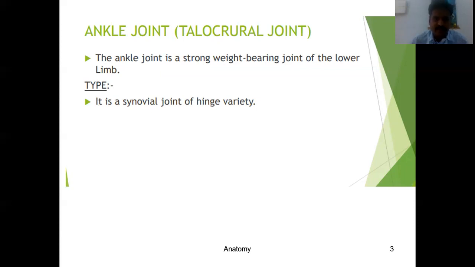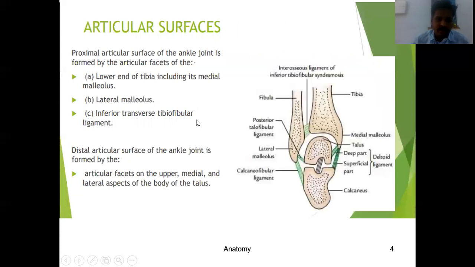So it is a synovial joint of hinge variety. So that's about the introduction part. Coming to the articular surfaces of the ankle joint, it has the proximal articular surface and the distal articular surface. Proximally, the articular surface is made up of the lower end of the tibia, including the medial malleolus, the lateral malleolus formed by the fibula, and the inferior tibiofibular ligament.